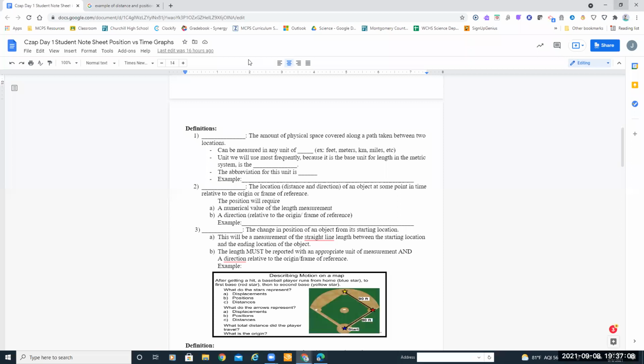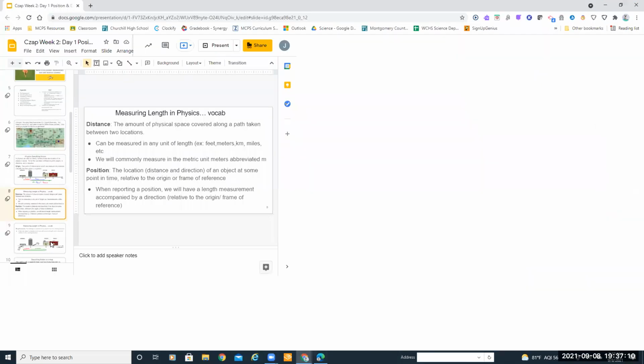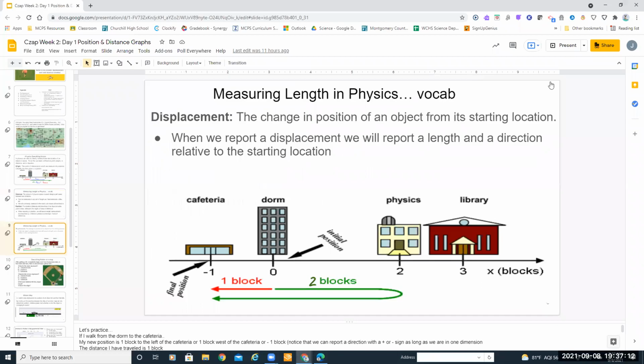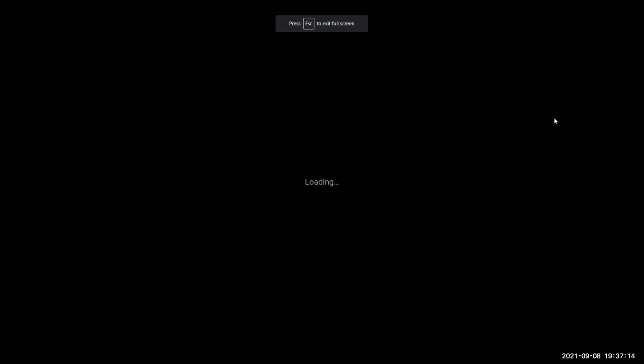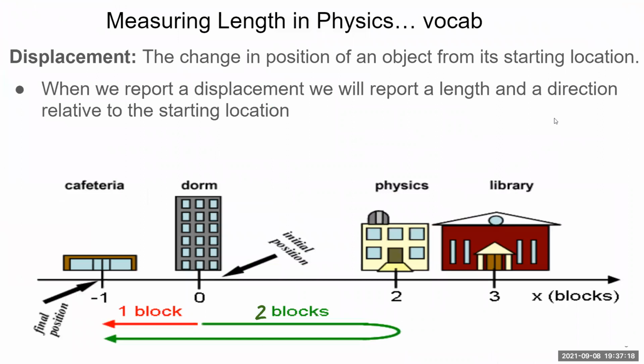So now let's look at our next vocabulary term, and our next vocabulary term is displacement. Displacement is the change in position of an object from its starting location. So when we report a displacement, we report a length and a direction relative to the starting location.